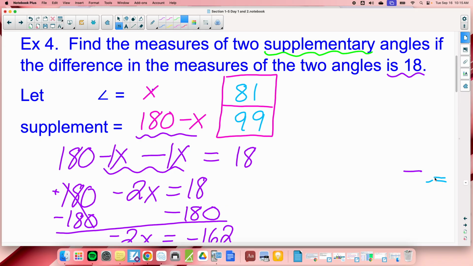Now, some of you might be thinking, that one I could have done in my head. And you could take any two numbers that add up to 180 and keep subtracting them until you find two that subtract to give you 18. And that does work. However, the reason I showed you this is as we go through, you're going to see these problems get harder, and then you can't do them in your head. And that's why I show you this way.